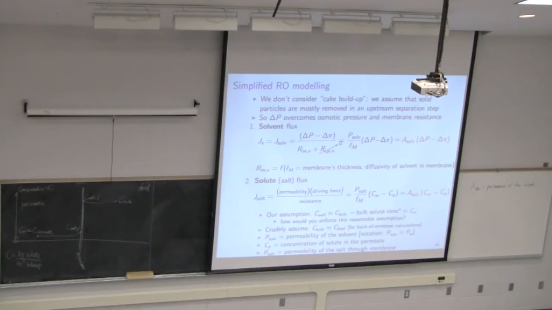That's the term that has units that will be different depending on what units J solv are in and what terms your pressure is in. So that's my permeance, and then delta P minus delta pi, that difference is equal to my net driving force.